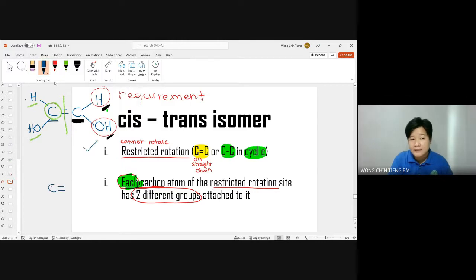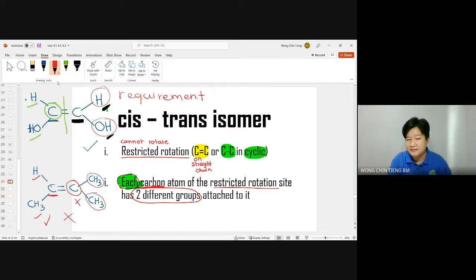Yang tak boleh ada is like this. Katakan saya ada H, saya ada CH3. Yang tak boleh wujud cis-trans adalah contoh like this. Sebelah ni, carbon ini ada dua kumpulan. Carbon sebelah pula ada satu yang sama. So, dia tak boleh proceed dan dia tak boleh ada cis-trans. Faham? Okay, nampak sikit dah yang tak boleh? So, ingat ya, I'm asking for 2 different groups. I did not ask for 4 different groups. Tak payah compare dengan orang sebelah.